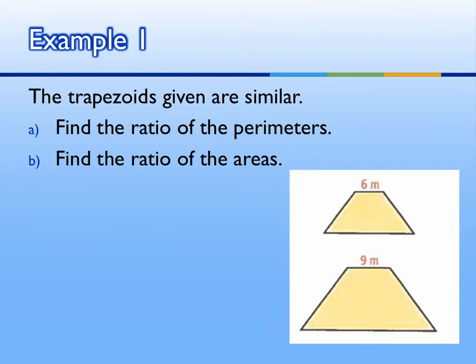So that's pretty much all you need for the whole section. The rest is just application of it. So example 1 says the trapezoids given are similar. Find the ratio of the perimeters and then find the ratio of the areas. So for the perimeters, you want to find, and we're going to go small to larger again.